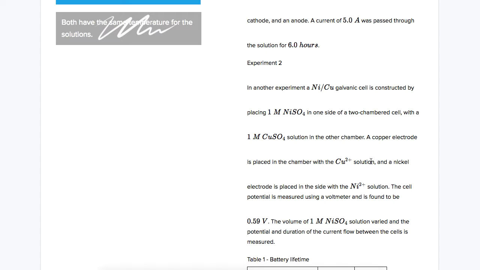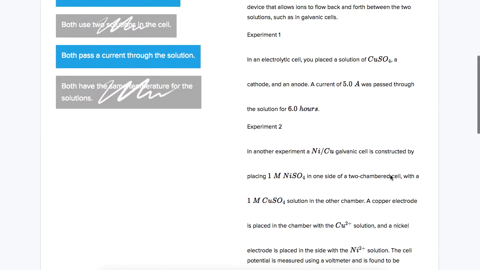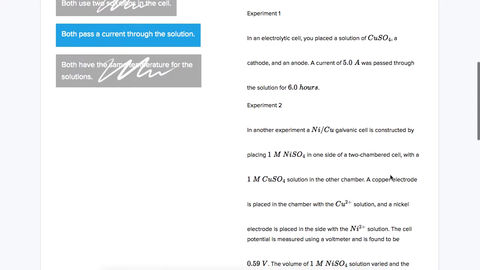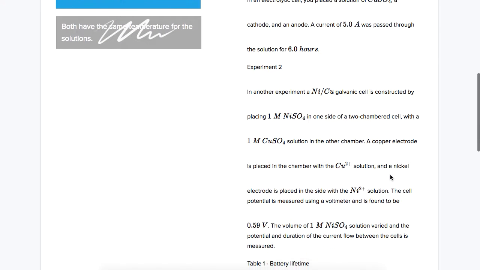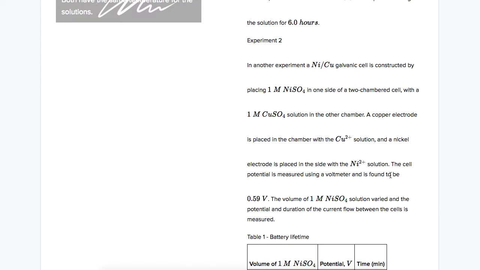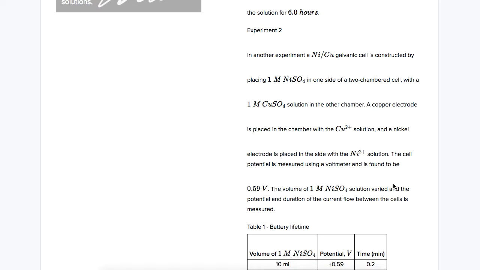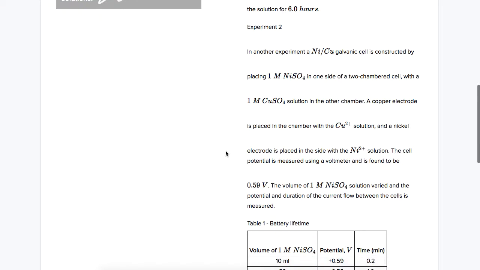Basically, as I scan through, I do see that there's more than one solution probably, but I don't see that a current is actually passed through. I see that the cell's potential is measured using a voltmeter, but it doesn't look like a current is passed through. It looks like current flow is measured, but that's different.